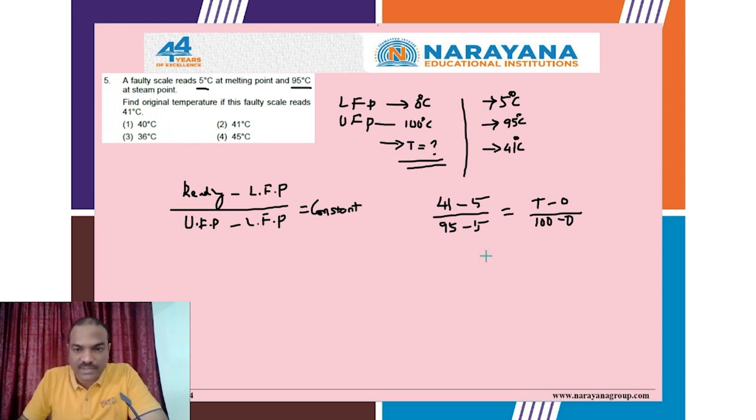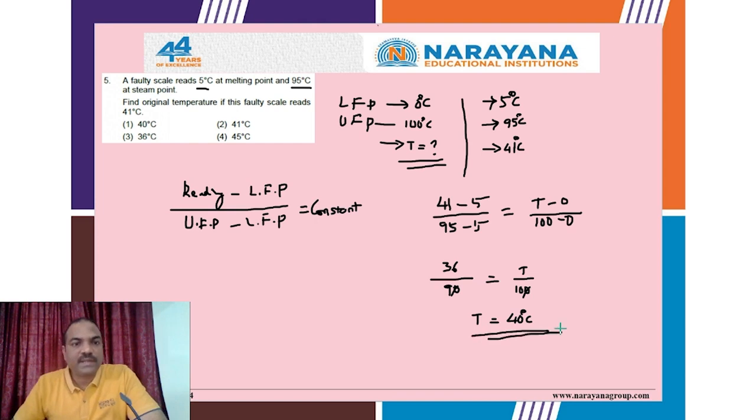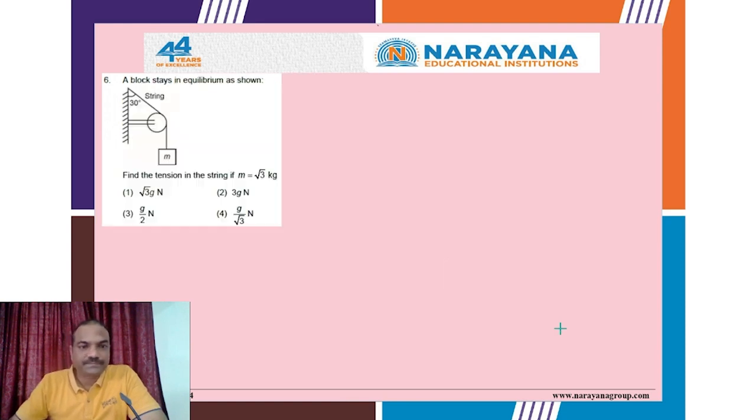Now we follow the same thing. So then that ratio comes out to be what? 36 by 90 is equal to T by 100. Then the 0 cancels out, 9 4s, so it will be 40 degrees centigrade. So this is the reading on the actual temperature scale in degrees centigrade. So the answer would be the first one.